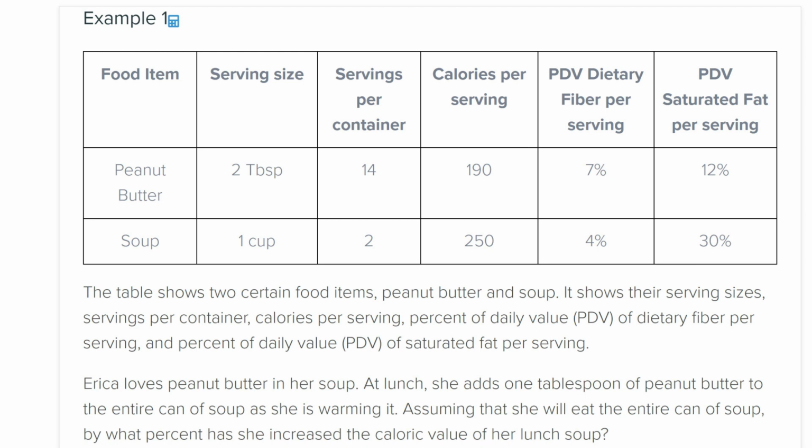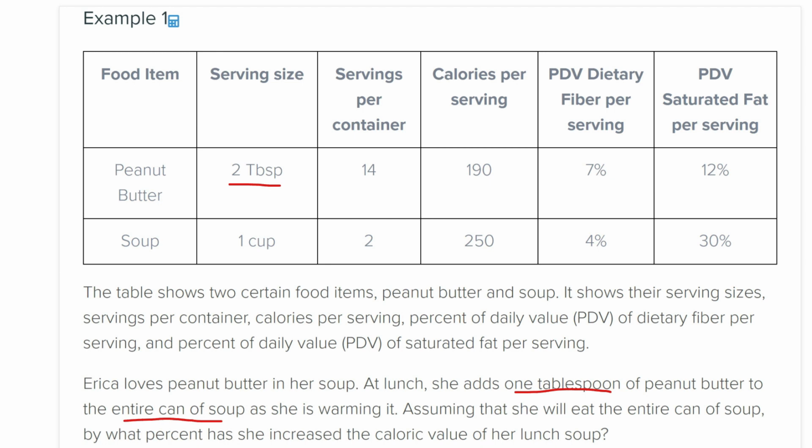Okay, first question. The table shows 2 certain food items, peanut butter and soup. I don't necessarily always read all the captions, so I'm going to skip some bits here. This is what I would realistically do. Peanut butter, soup, tablespoons, 1 cup, servings, calories, etc. Then it says Erica loves peanut butter in her soup. At lunch, she adds 1 tablespoon of peanut butter. Interesting, they say 1 tablespoon of peanut butter when the chart says 2 tablespoons. I'm guessing that's going to be a trick. To the entire can of soup as she is warming it.